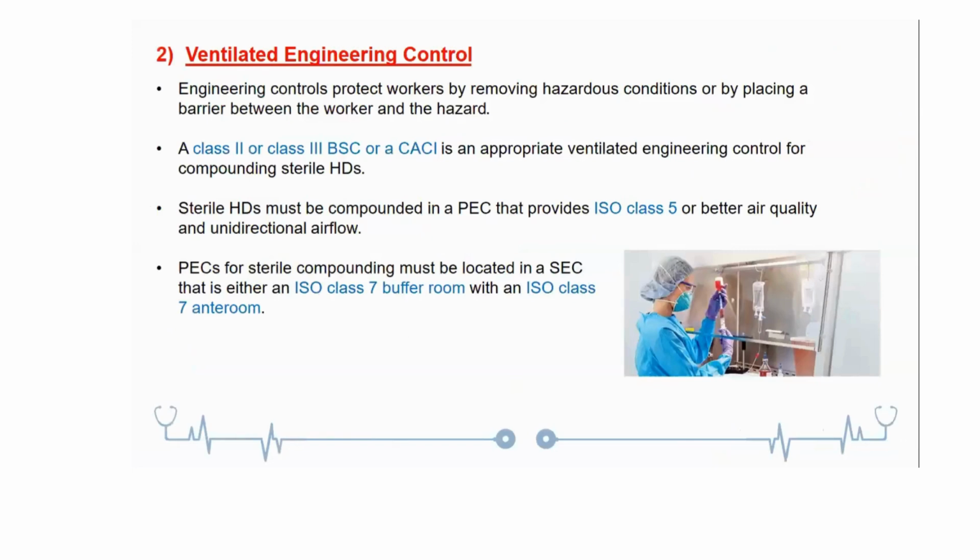The second recommendation is regarding the ventilated engineering control. Engineering controls protect workers by removing hazardous conditions or by placing a barrier between the worker and the hazard. As mentioned before, biological safety cabinet class 2 or 3 or compounding aseptic containment isolators can be used for preparing sterile hazardous medications. And regarding the ISO classification, the air inside the primary engineering control must meet ISO class 5 standards, and the ante-room and buffer room for preparing sterile hazardous medications must meet ISO class 7 standards.